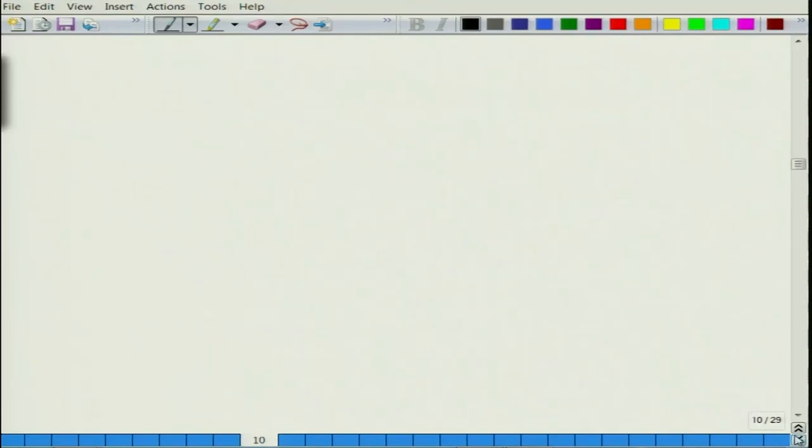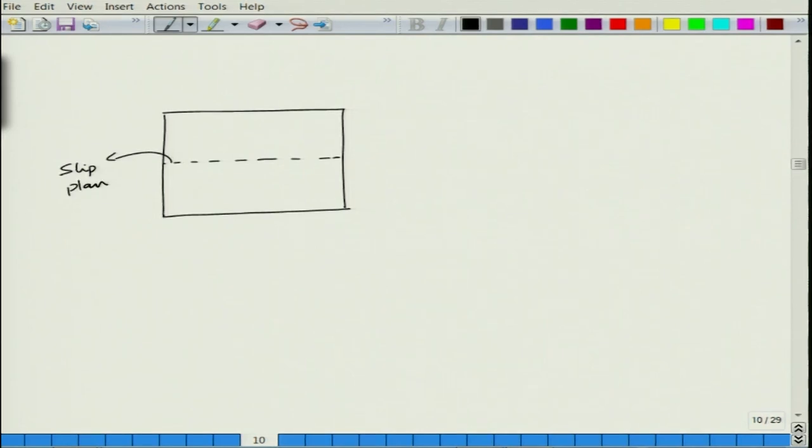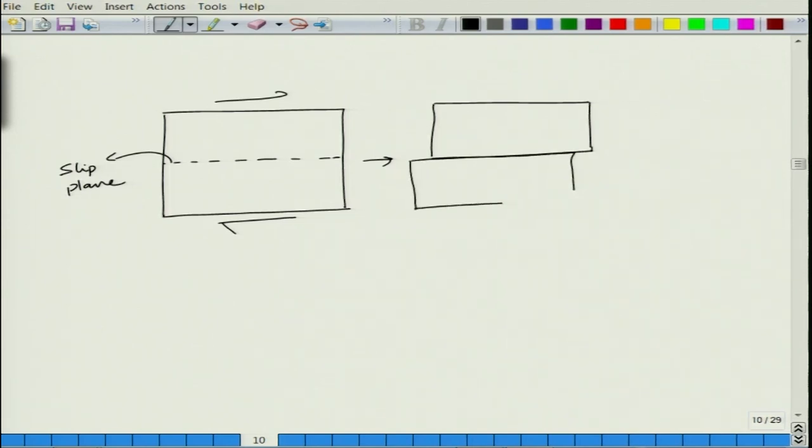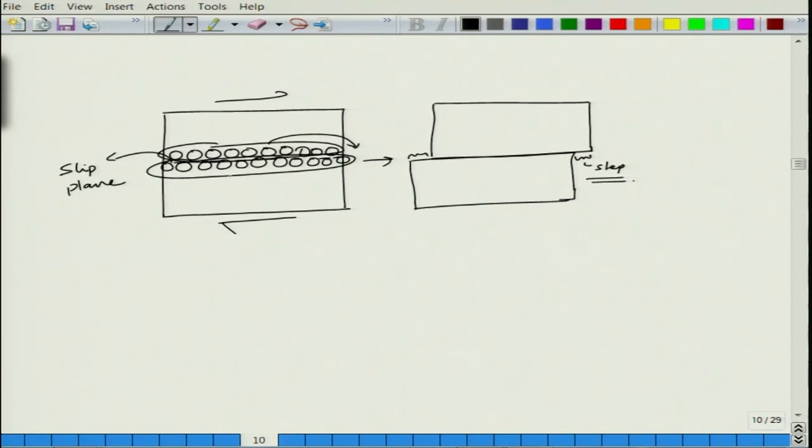What they suggested is that when you have this piece of material, and let's say this is the slip plane, when you apply stress, the slip produces a step. So this is the step which is formed. If you have a perfect crystal, you have atoms sitting here. For this step to form, this group of atoms all have to move by one step with respect to the other group of atoms, leading to a step.